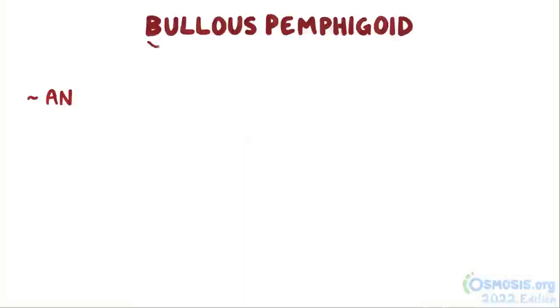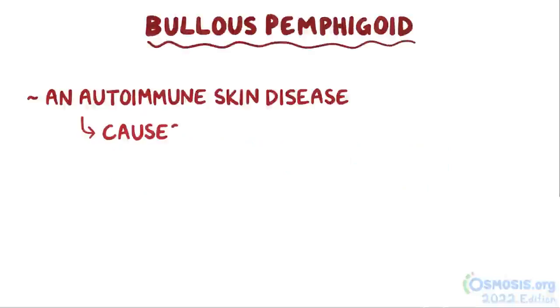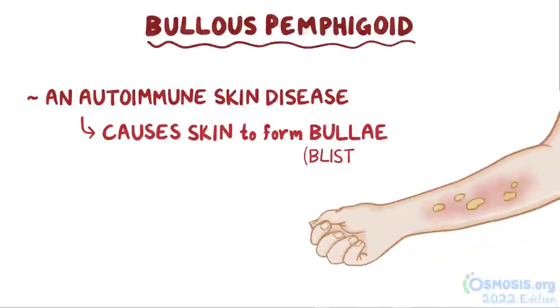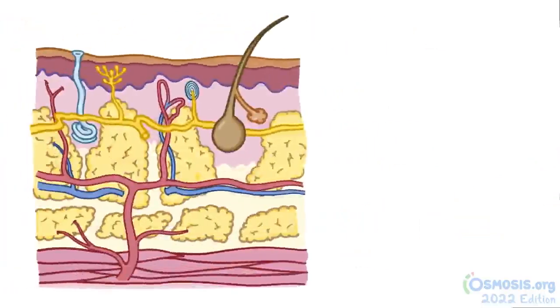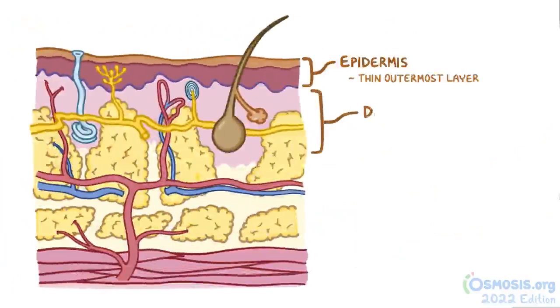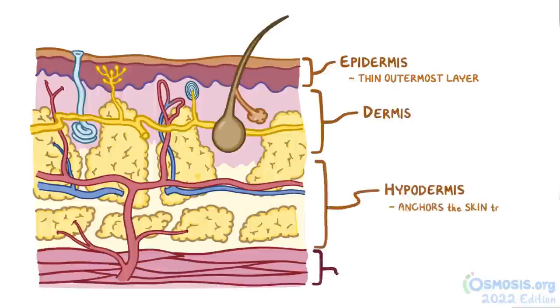Bullous pemphigoid is an autoimmune skin disease that causes the skin to form bulli, or blisters. Now, the skin is divided into three layers. The epidermis forms the thin outermost layer of the skin. Underneath is the thicker dermis layer, and finally, there's the hypodermis that anchors the skin to the underlying muscle.